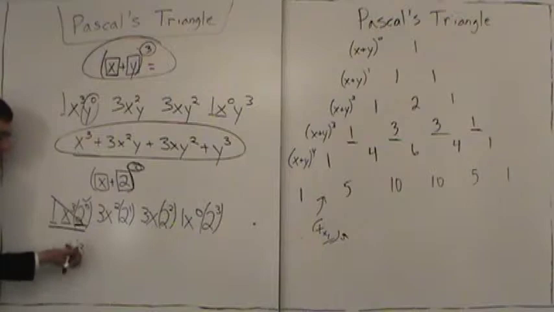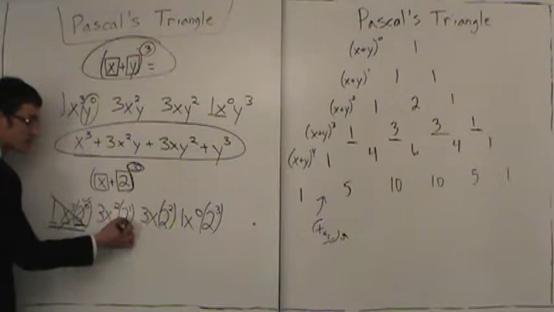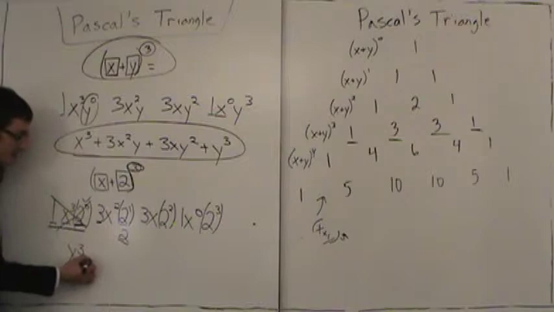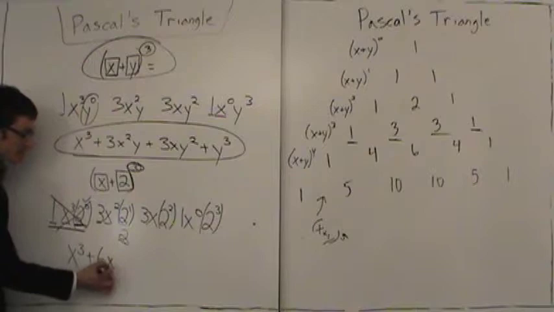Now, what is 2 to the first power? 2 to the first power is 2. And we're going to take the 2 and multiply by the 3. 2 times 3 gives what? A 6. So we're going to have positive 6, and we have x squared.